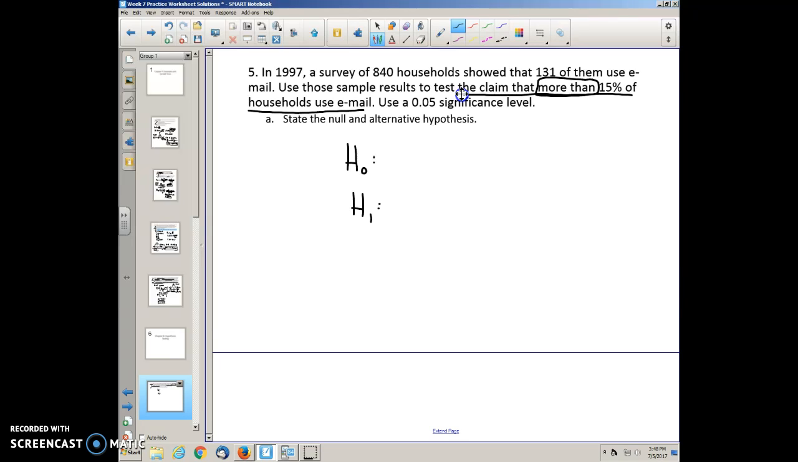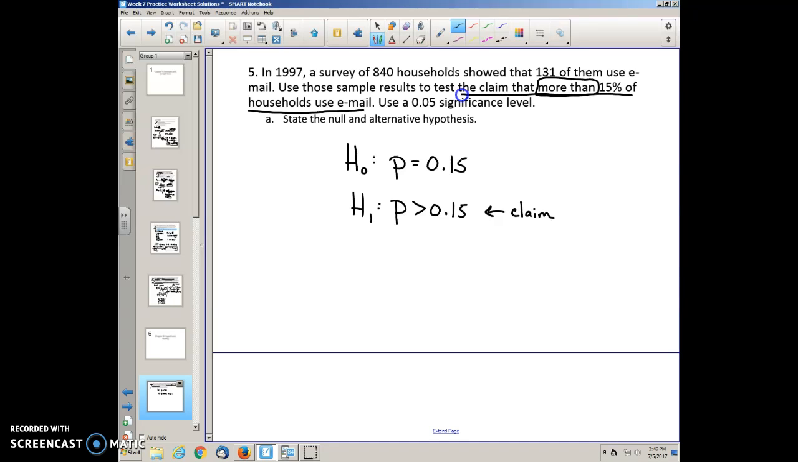The alternative hypothesis always contains the inequality symbol, and the null hypothesis always contains the equal sign. So the alternative hypothesis would be p greater than 0.15. And then the null hypothesis, p equals 0.15. So we're testing a claim that more than 0.15 of households use email. But for the purpose of this test, let's just say p equals 0.15. We know that the claim is going with the alternative hypothesis. We're going to test the claim p is greater than 0.15.